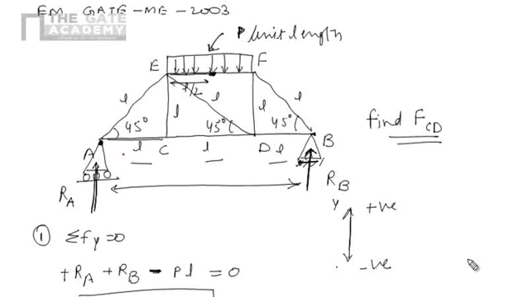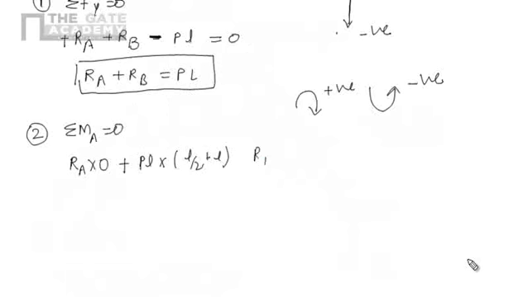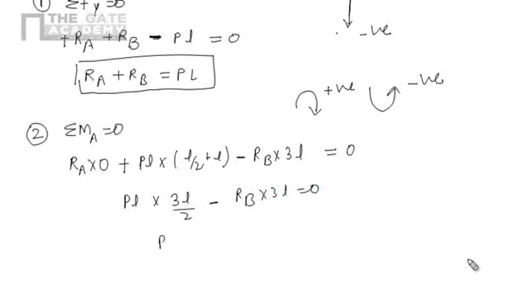Similarly, the moment due to RB into this distance, that is nothing but L plus L plus L, so 3L. So RB into 3L, and the nature is anticlockwise moment, so negative, equals to 0. If we simplify it, we will get 3PL by 2 minus RB into 3L equals to 0. So we will get RB equals to PL by 2.